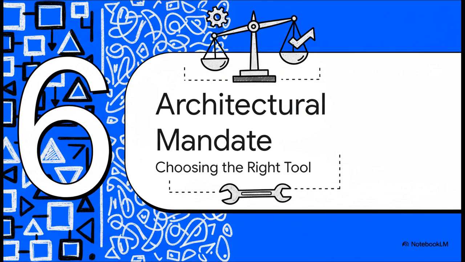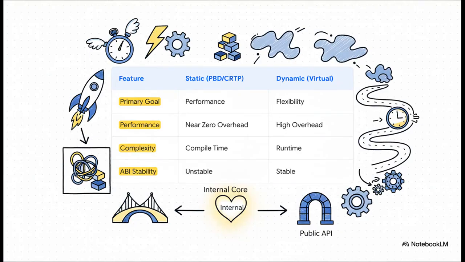And that brings us to the final and most important takeaway. This isn't about static polymorphism being good and dynamic being bad. It's about being a smart architect and deliberately choosing the right tool for the right job. This table is really your cheat sheet. Static polymorphism gives you jaw-dropping performance, but you pay for it with compile-time complexity and a totally unstable ABI. Dynamic polymorphism gives you that stable ABI and runtime flexibility, but you pay for it with performance overhead and the risk of a fragile base class.